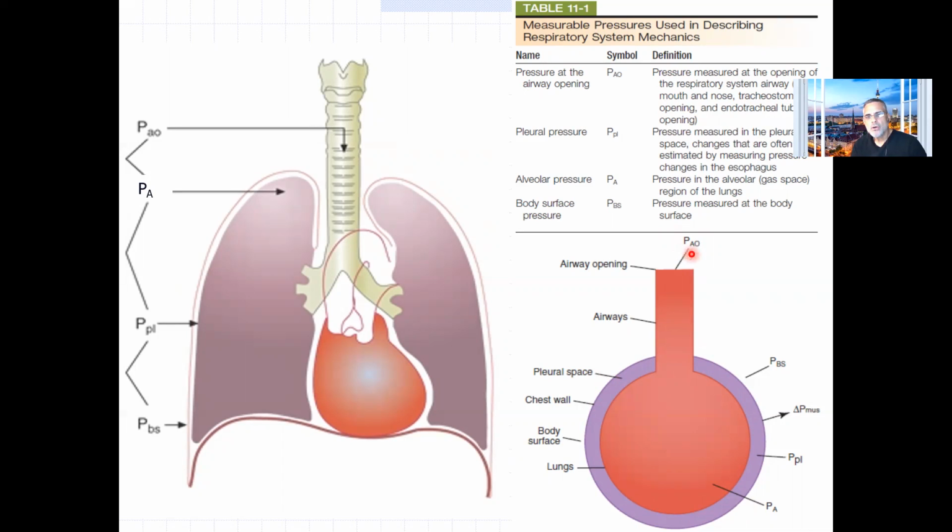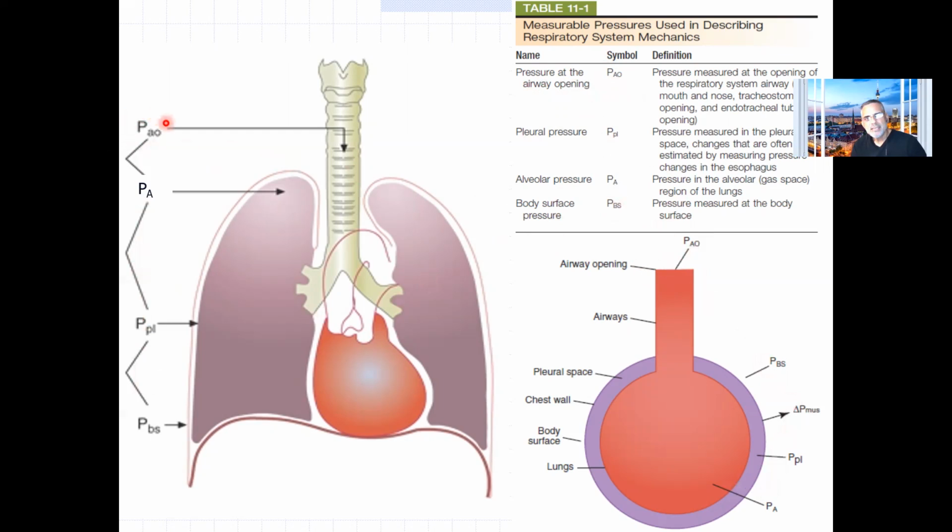So P is, again, that big P. We see it here, we see it over here, we see it here, we see it all the way here, and of course, we see it over on the left-hand side. And again, we've looked at pressures, and we're looking at partial pressure. And in this case, we're looking at the pressure of certain areas. And if we look at the subscript AO and come up here, it's the pressure at the airway opening.